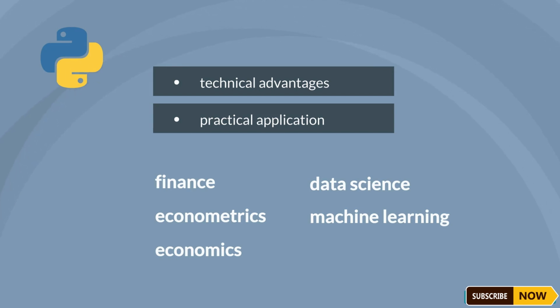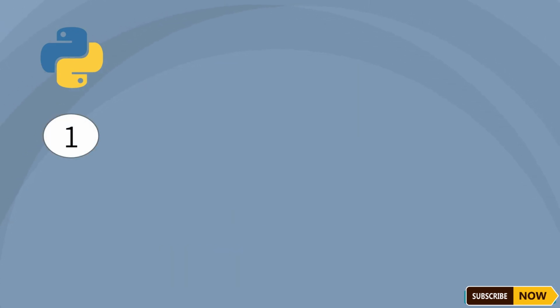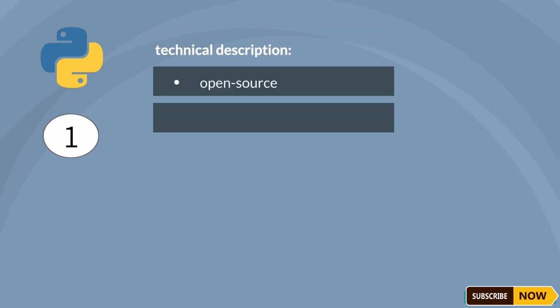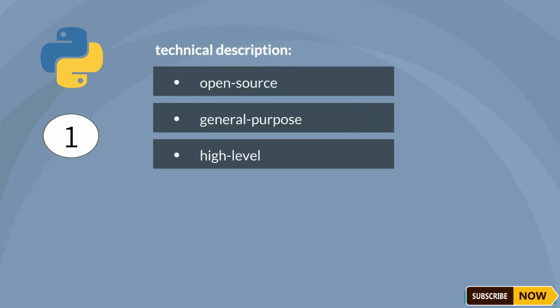Therefore, it is a perfect stepping stone for somebody who learns how to code and is determined to pursue a career as a data scientist. Here's a slightly more technical description of Python. It is an open-source, general-purpose, high-level programming language. Let's break this definition into several pieces and try to understand each of these attributes.